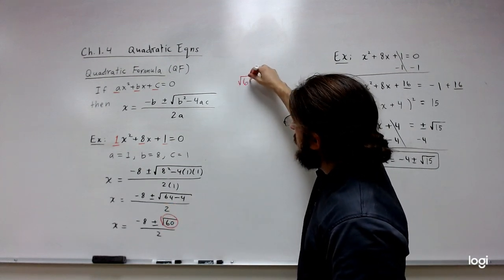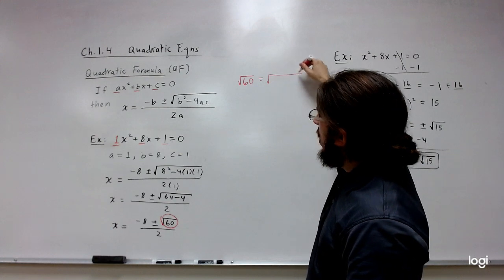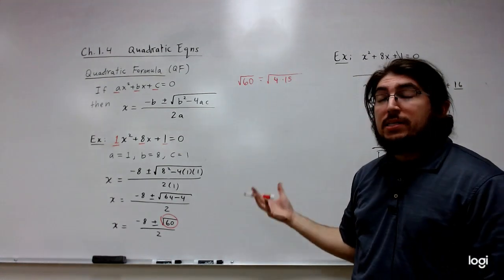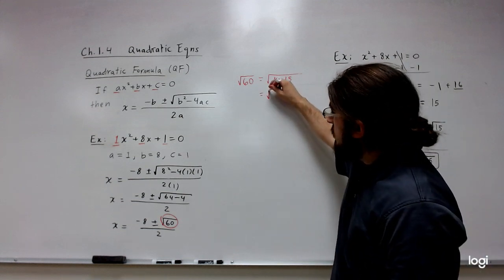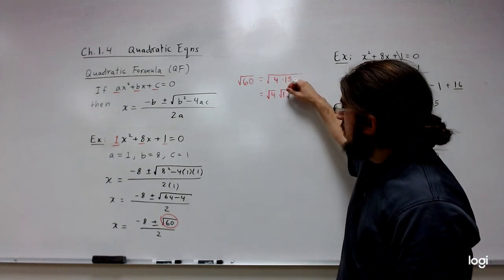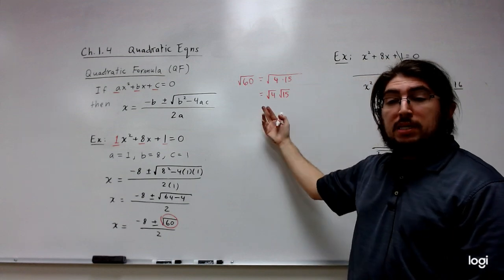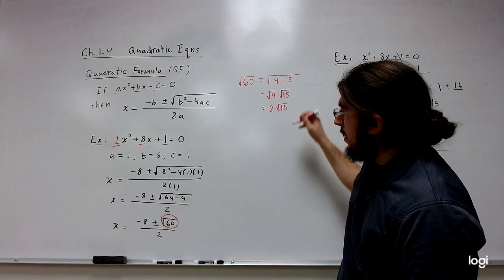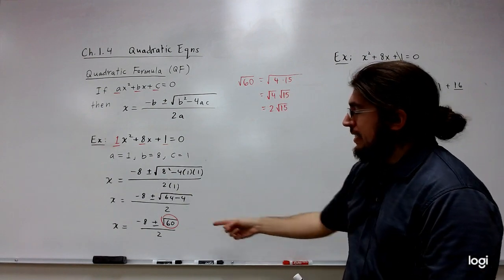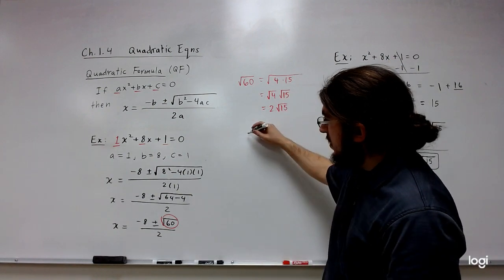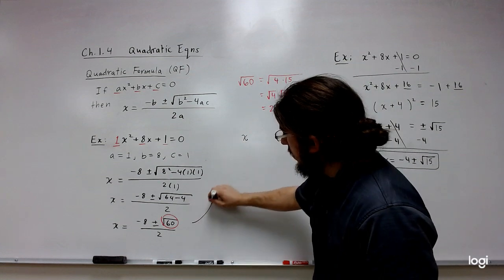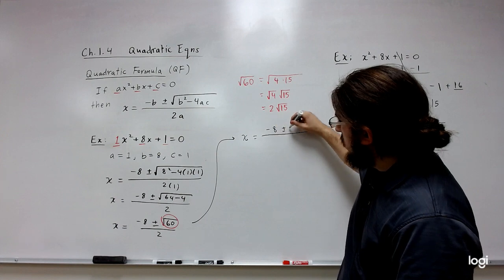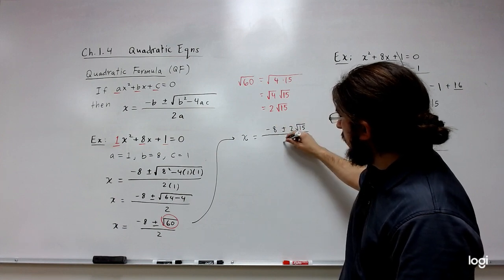So what do I mean by that? Well, as it turns out, the square root of 60, you can write 60 as 4 times 15. Why 4 times 15, you ask? Because if you split this up as the square root of 4 times the square root of 15, the square root of 15 can't be broken, but the square root of 4 can. What's the square root of 4? It's just 2. So this is 2 radical 15, actually. So replacing this radical with 2 radical 15, we get x is equal to what? Well, negative 8 plus or minus 2 radical 15, all divided by 2.